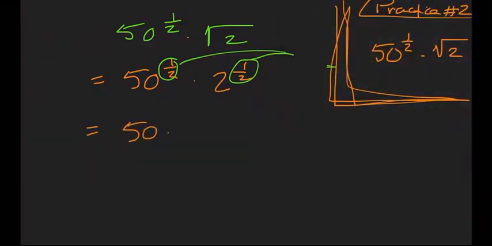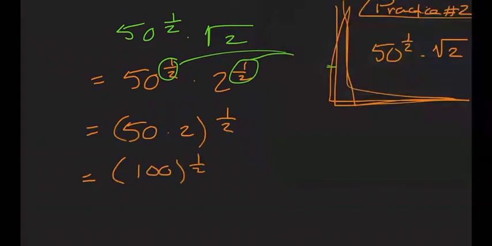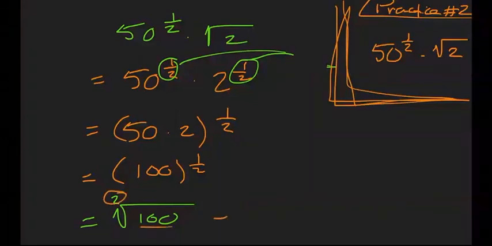We'd be left with 50 times 2 on the inside and the 1/2 on the outside. We're now free to multiply the inside. 50 times 2 is 100. And now let's turn that 1/2 power into a square root. Square root is saying what number multiplied 2 times gives us 100. That'd be 10. 10 times 10 is 100. So 10 is our final answer.